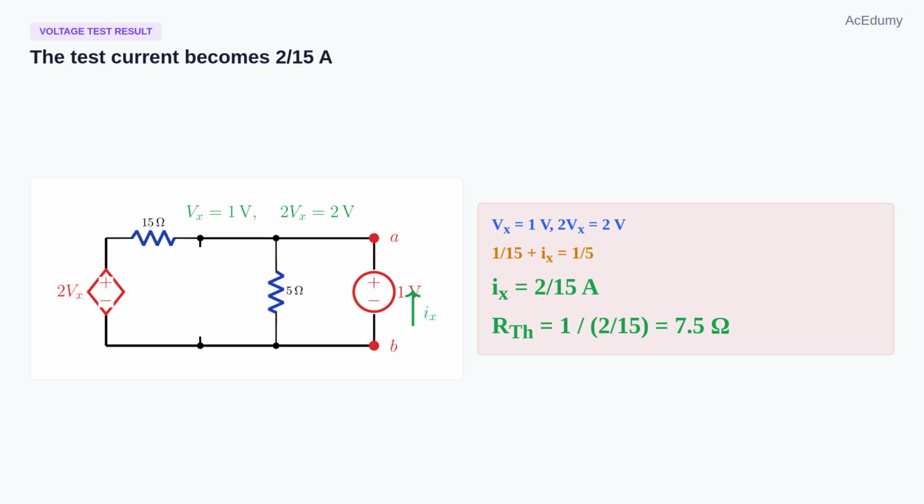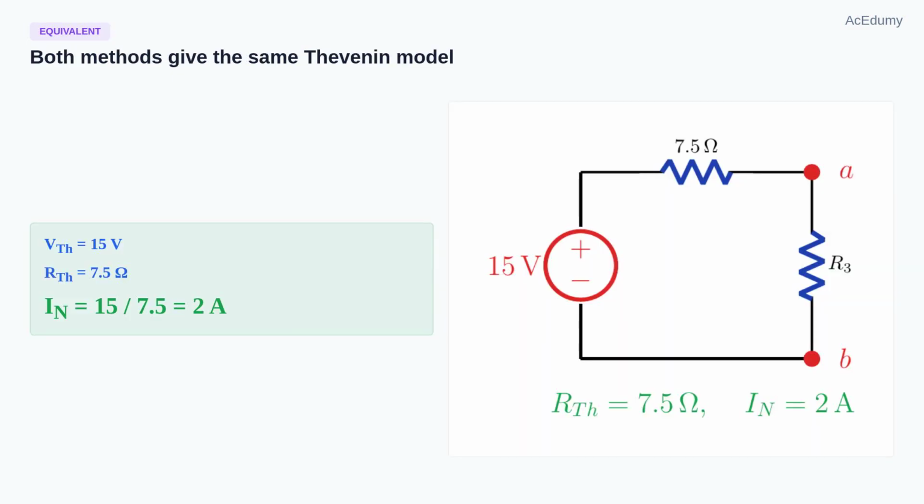Across the 15 ohm resistor, the left node is 2 volts and the right node is 1 volt, so the current from left to right is 1/15 of an ampere. The 5 ohm branch takes 1/5 of an ampere. KCL gives 1/15 plus Ix equals 1/5, so Ix equals 2/15. Our R Thevenin is 1 divided by 2/15, or 7.5 ohms. Both test source methods agree.